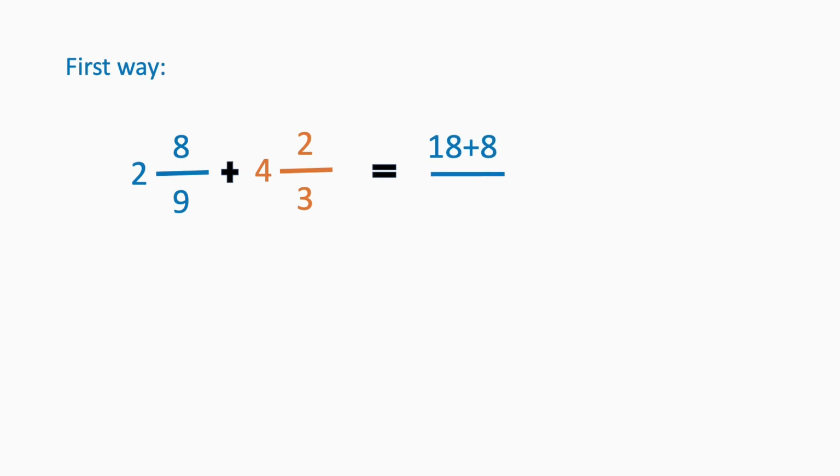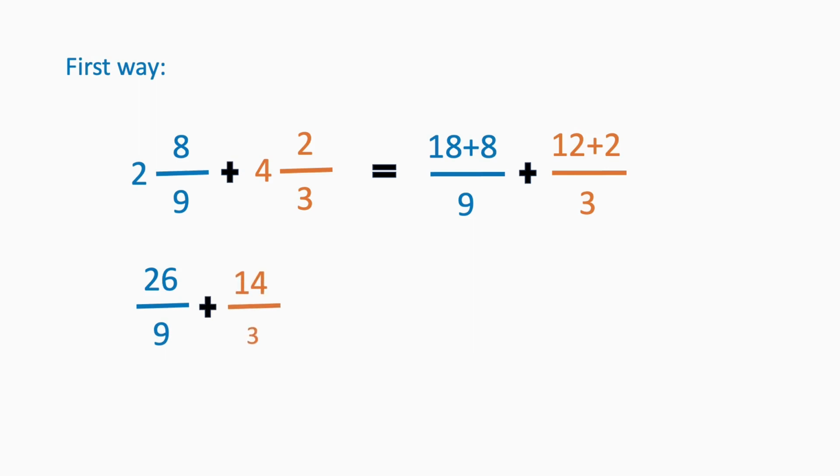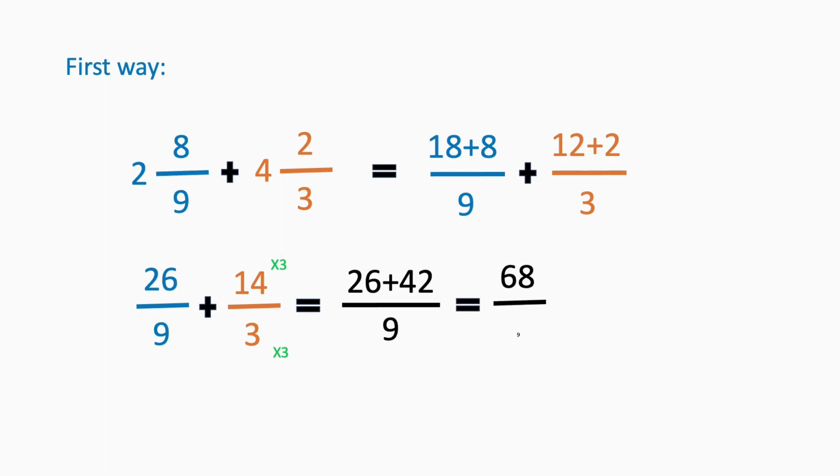By the first way, we can convert both mixed numbers to fractions like this. 2 and 8 over 9 can be written as 26 over 9, and 4 and 2 over 3 can be written as 14 over 3. Since 9 is the LCM of 3 and 9, we consider it as a common denominator. Therefore, the sum of two fractions can be written as 26 plus 42 over 9, or 68 over 9, or 7 and 5 over 9.